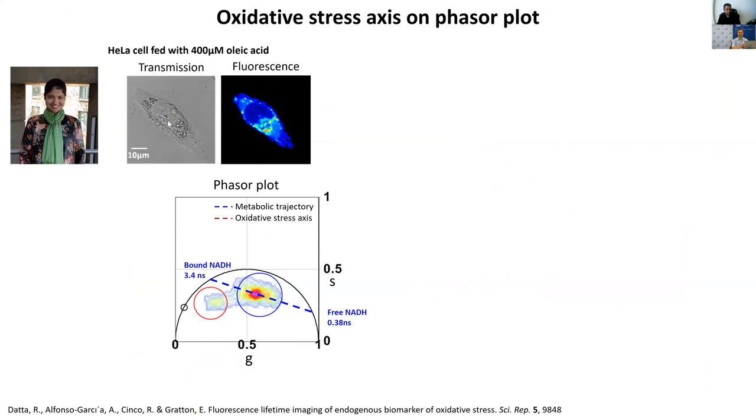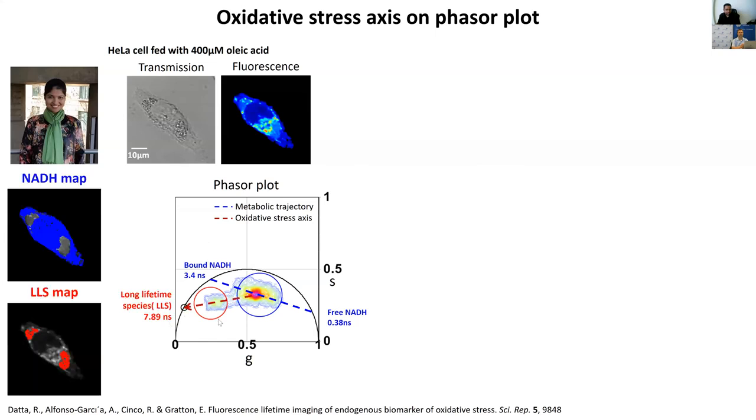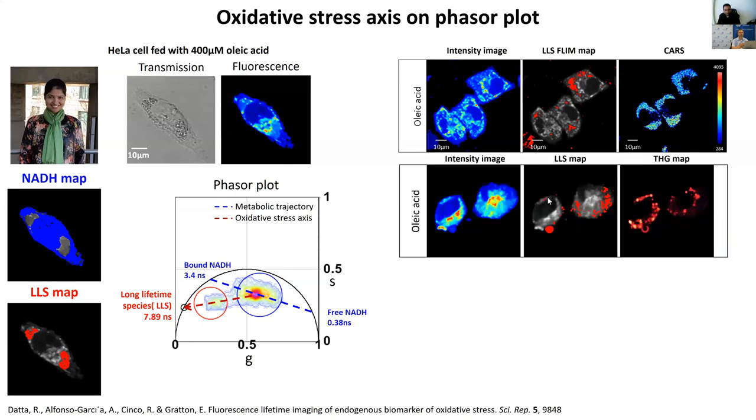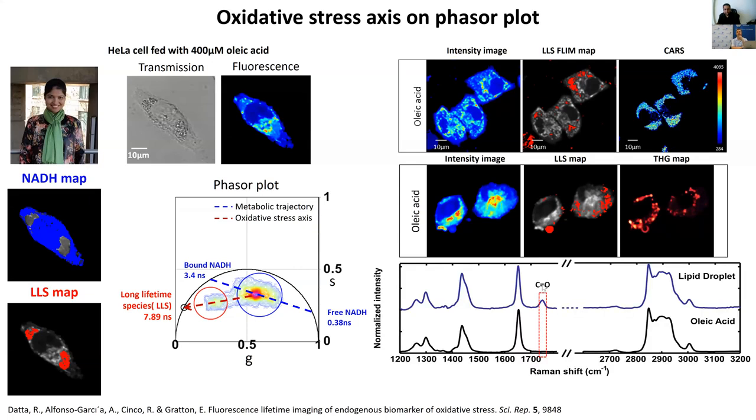So this is Rupsa's work, and these are transmission fluorescence images. She was dealing with cells fed with oleic acid, and she saw this different behavior which is different than the metabolic trajectory. So you can just color code them. However, when she did coherent anti-Stokes Raman spectra or third harmonic generation, which looks at lipid droplets, you can see these signals are co-localized within the lipid droplets. And this is coincident, as shown by Raman, with the triglyceride peak.